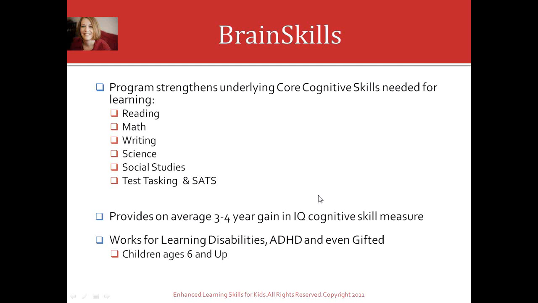So the BrainSkills program is a great option for brain training that's there to strengthen the underlying core cognitive skills that are needed for learning. Our core cognitive skills are usually grouped into 6 or 7 major categories. But regardless of what the specific skills are, nor the categories, because that's a separate call on its own, what you need to know is that this BrainSkills program will help to strengthen all of the skills needed for learning across the curriculum in school.